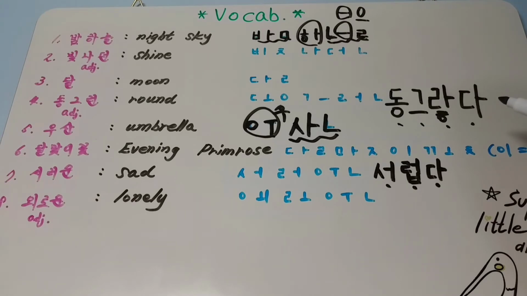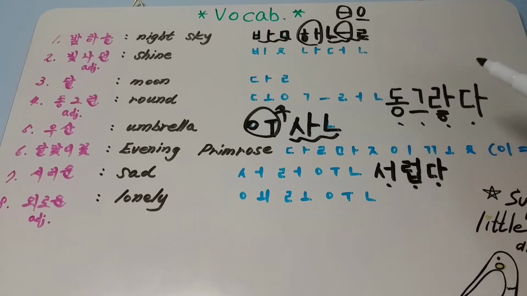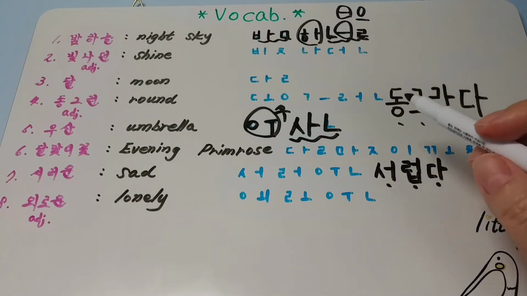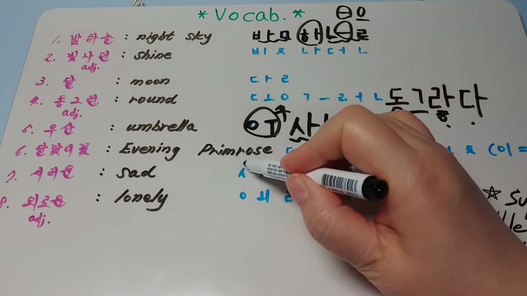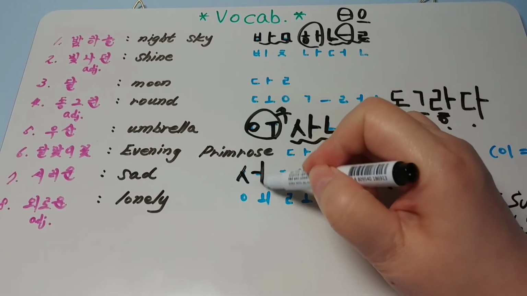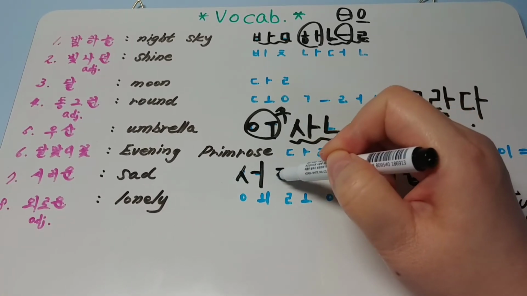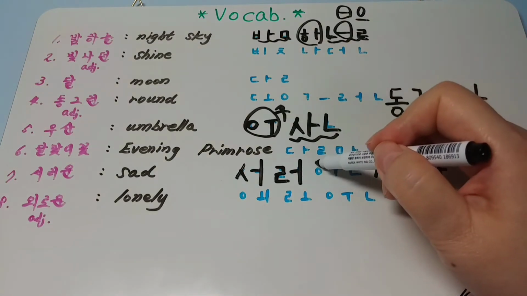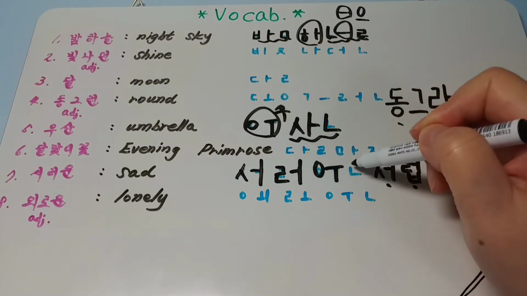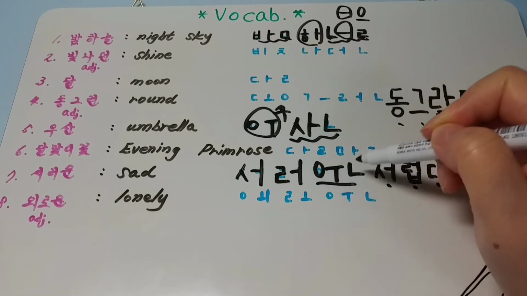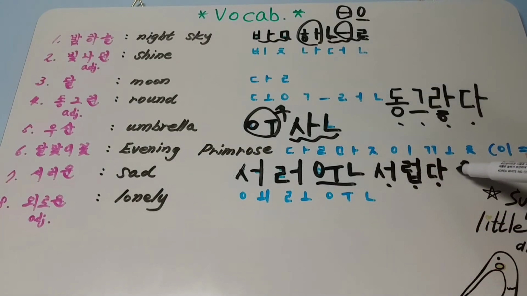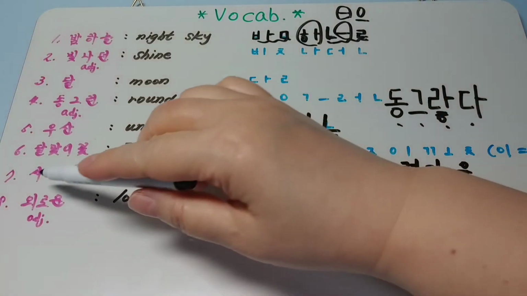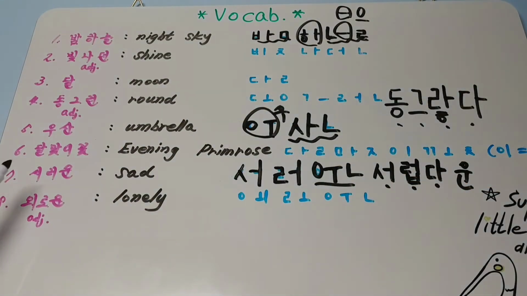I'm sad. 나는 서럽다. I'm sad. Okay, then let's write the 서러운 word with me. 시옷, 어, 서. 리을, 어, 러. 이응, 우, 니은, 운. 서러운, sad.